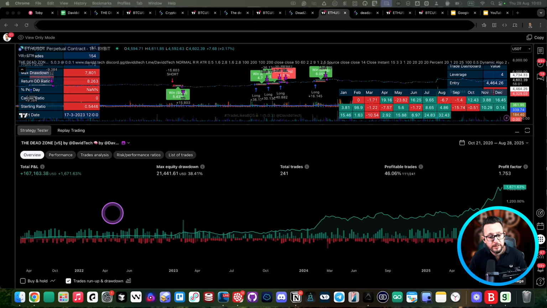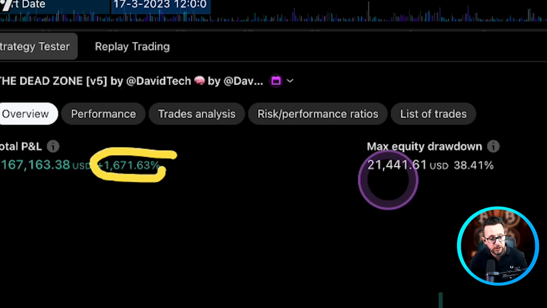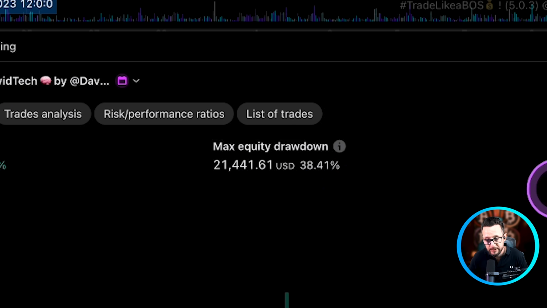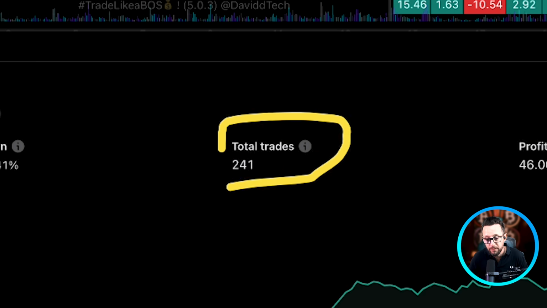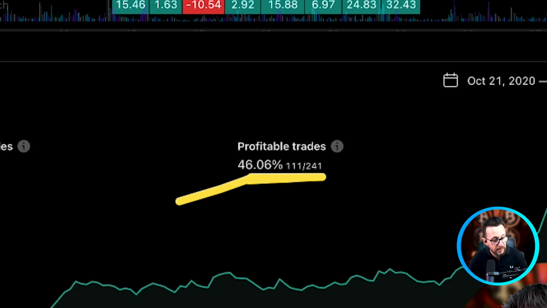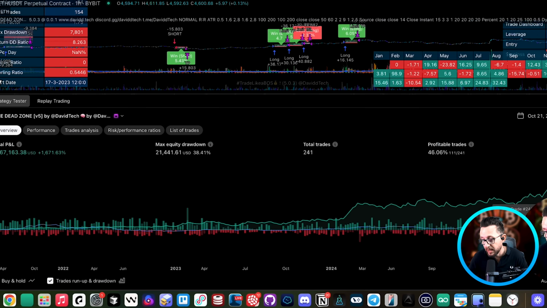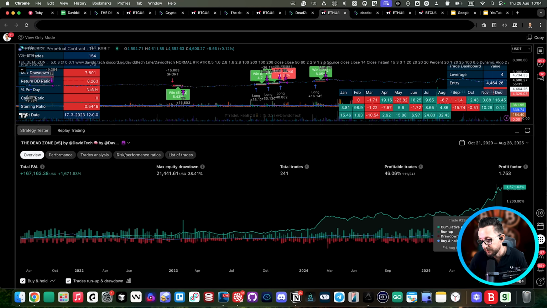Okay, continuing over to Ethereum. On Ethereum, as you can see, we had the same impressive results. We had net profit on the 1 hour time frame on Ethereum of 1,671%. Max drawdown a bit higher at almost 40%, and we had a total number of 241 closed trades. We had a 46% win rate. And if you look at the buy and hold, if you would have purchased Ethereum here, you'd be quite happy with 155% profit. But this strategy absolutely destroyed it.